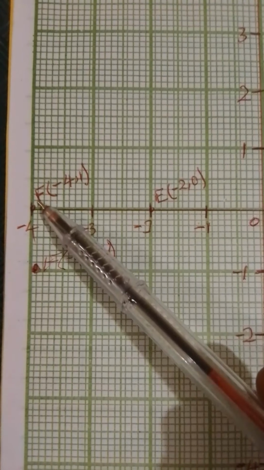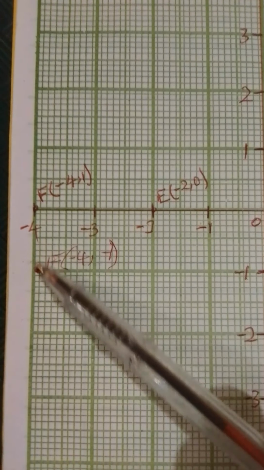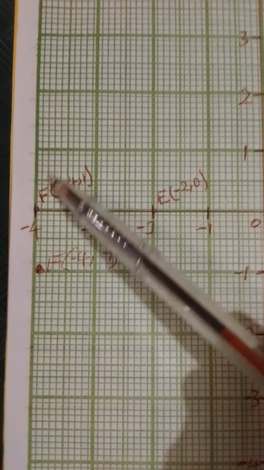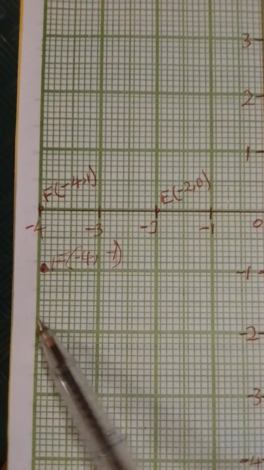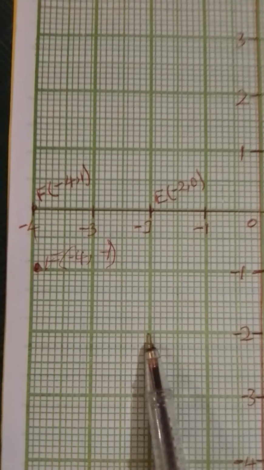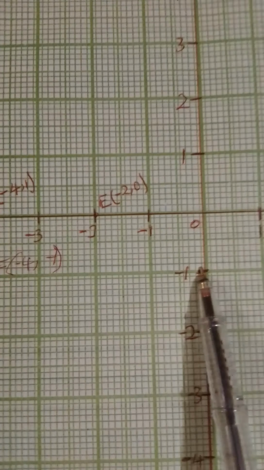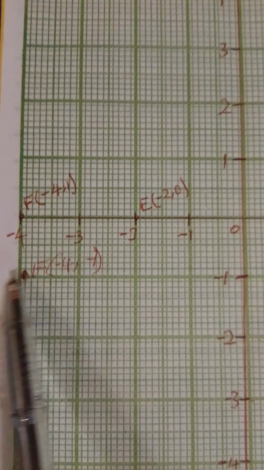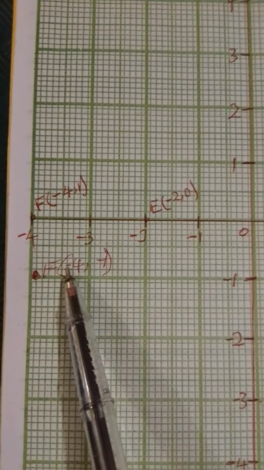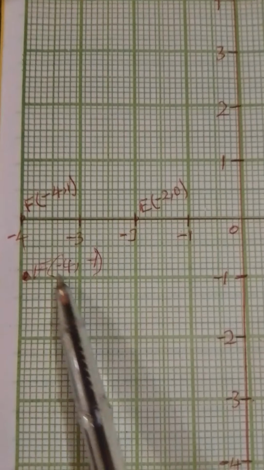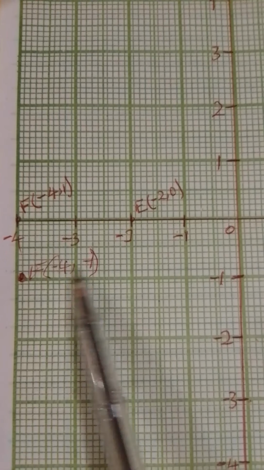This is the x minus 4 line, and this is y minus 1. This is minus 1 here, and this is how it goes to form the point that we call point F, which is here, minus 4, minus 1.